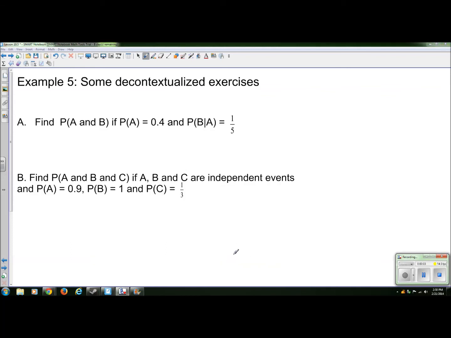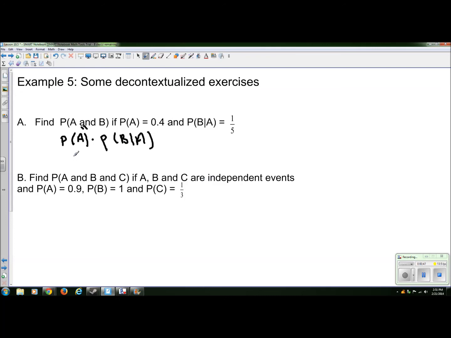Let's look at our last example. Let's just do some of these probabilities sort of out of context. In example 5a, I'd like to find the probability of A and B, if the probability of A is 0.4, and the probability of B given that A has occurred is 1/5. Okay, so well, what's the probability of A and B? That's just the probability, according to our formula, of A times the probability of B given A. That's what this guy is.